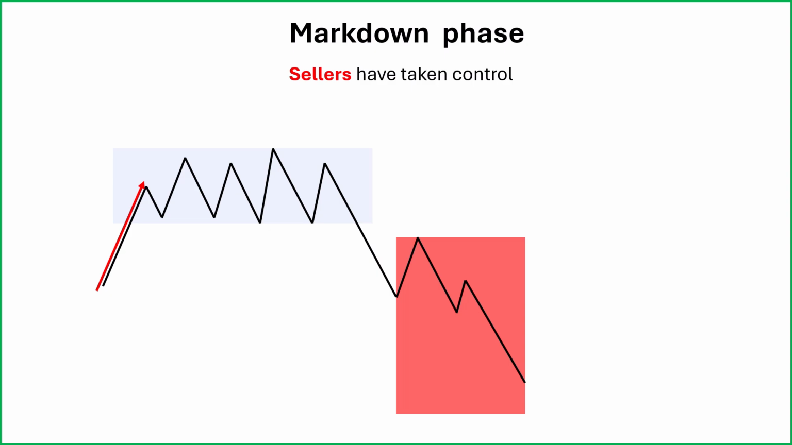And finally, we have the markdown phase. Once distribution is complete and the smart money has exited, there's not enough buying pressure left to support the high prices. What happens next? The market falls. This is the markdown. Prices drop, often rapidly. Sellers are in full control. You'll see lower highs, lower lows, and a clear downtrend.